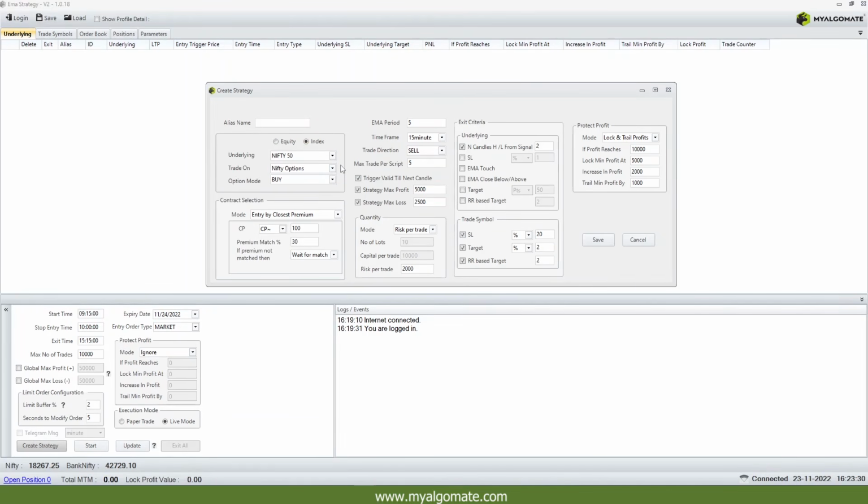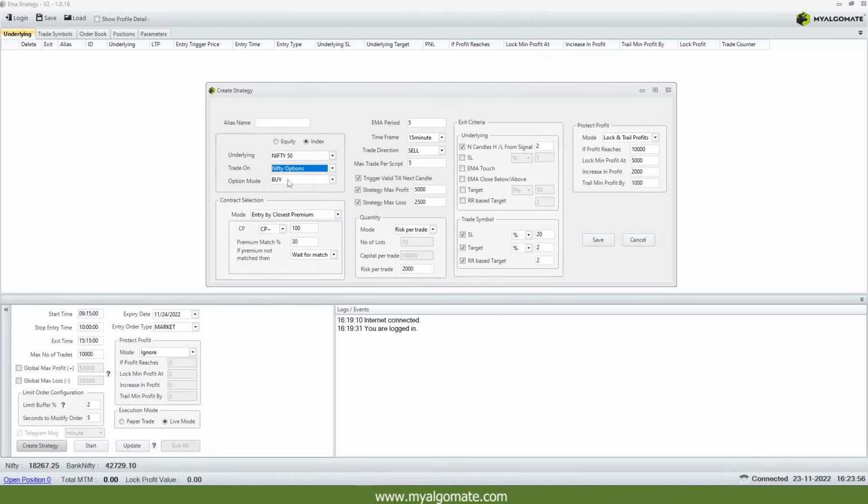For indexes, there are two options available. Underlying, you can select either index or future. So let's say if you have selected index and you want to trade on the future, it will be checking the signal candle and the trigger on the underlying spot chart of Nifty 50, and whenever the trade is triggered, it will take the entry in the future. The second mode is you can take the entry in the options.